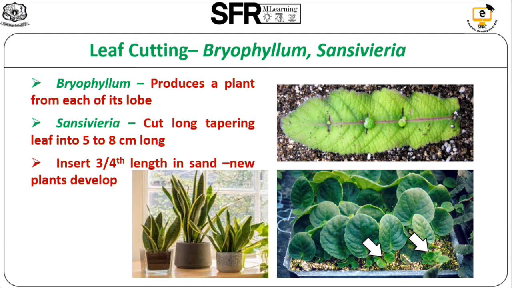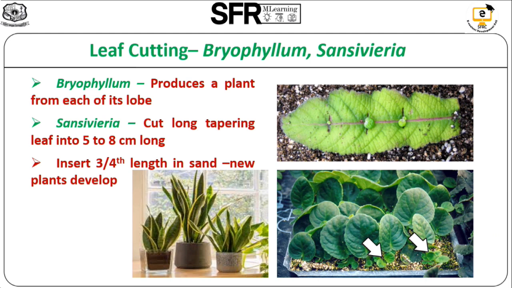So here you can see the bryophyllum and sansevieria. The first two images are of bryophyllum. You can see from the leaf, that is the leaf, you can see a new plant from each of its lobes. You can see the new plant.